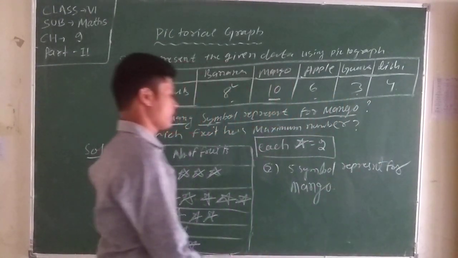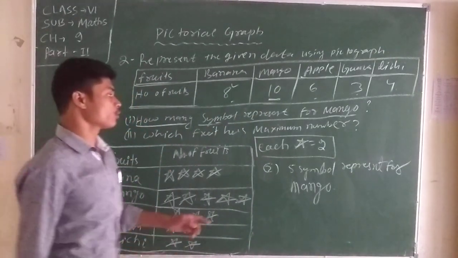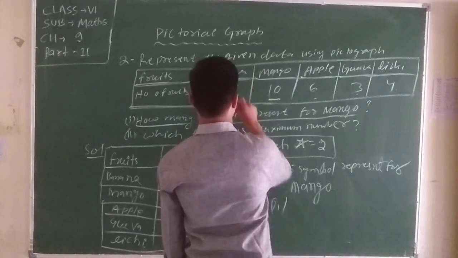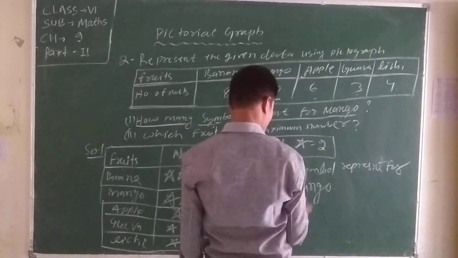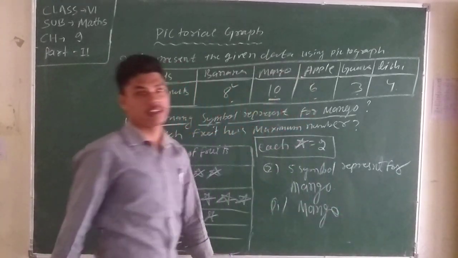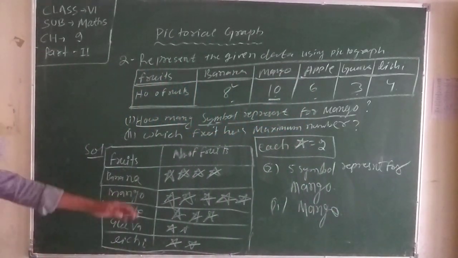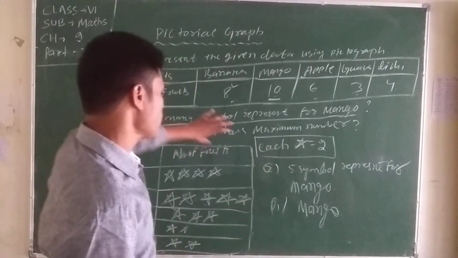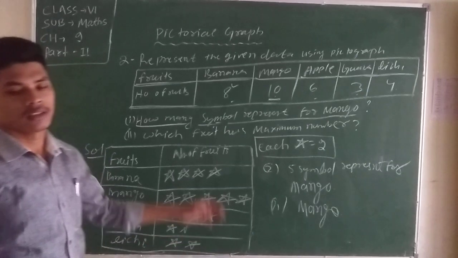Okay. Next question is what? Which fruit has the maximum number? The answer is 8, 10, 6, 3, 4: mango. The answer is right here, mango. Here we learned how to represent the data using pictographs and also solve the questions according to the pictograph. Clear about it?